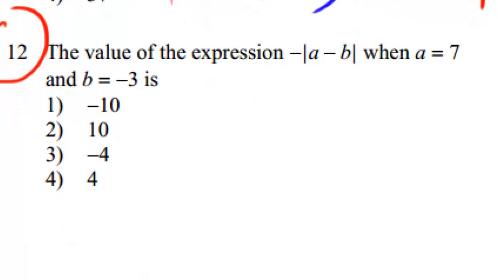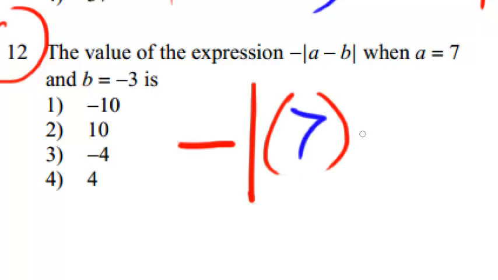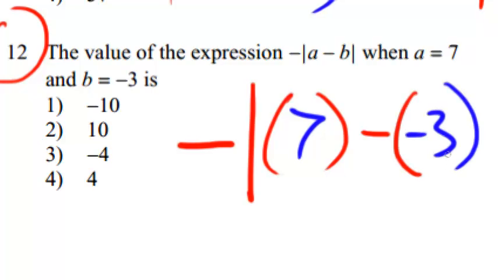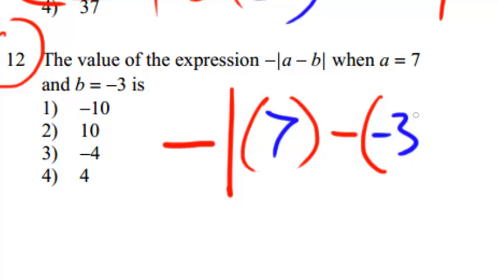It says the value of the expression negative absolute value of a minus b when a equals 7 and b equals -3. So let's try this one out. I'm going to write negative absolute value, and I know that a equals 7, minus b equals -3. And I'm going to close parentheses and then seal it up with the absolute value sign.